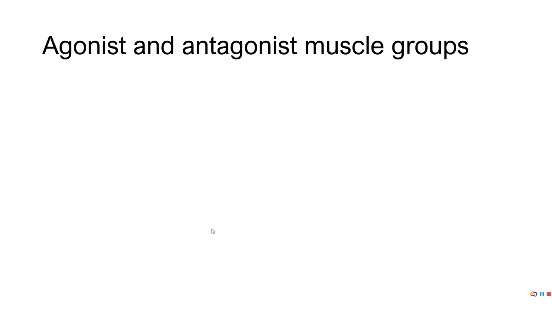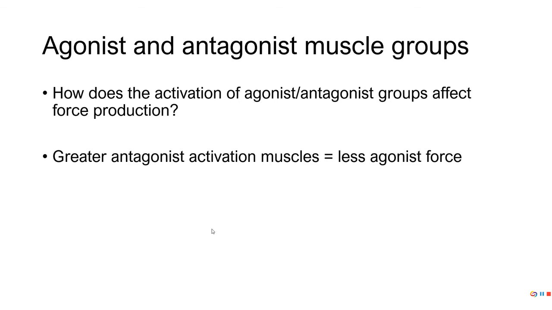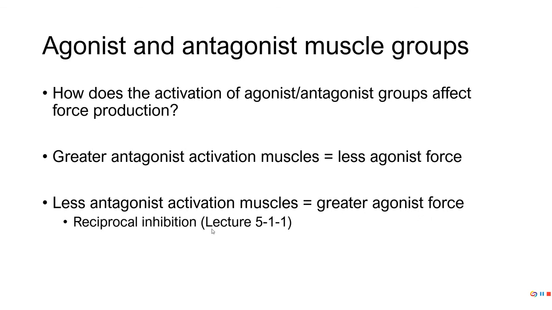Then we've got agonist and antagonistic muscle groups. And so how does this affect force production? The easy way to look at it is if I have greater activation of my antagonistic muscles, I'm going to have less agonist force. Or in other words, there's not going to be a lot of movement. Less antagonist activation, we're going to have greater agonist force. So that's the reciprocal inhibition that we talked about, not in 5-1-1, but in 6-1-1, on that previous video. And so that's the second thing.